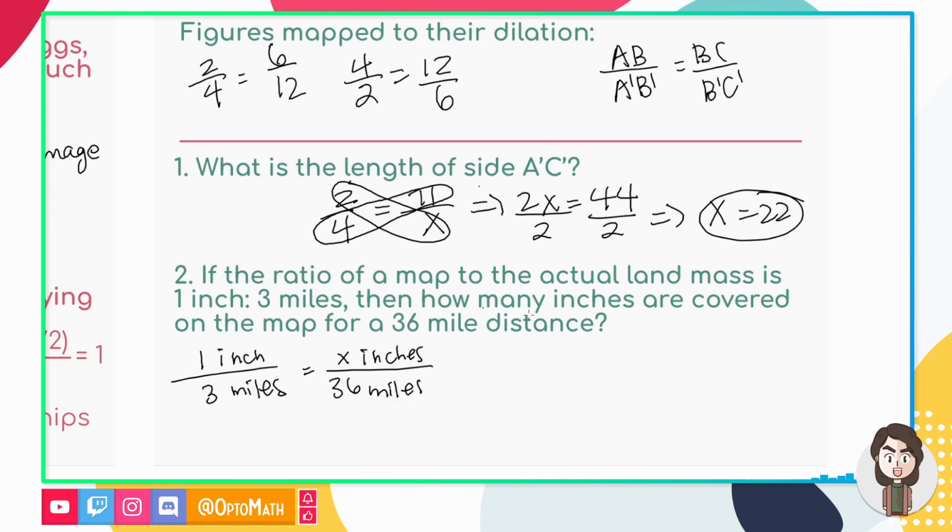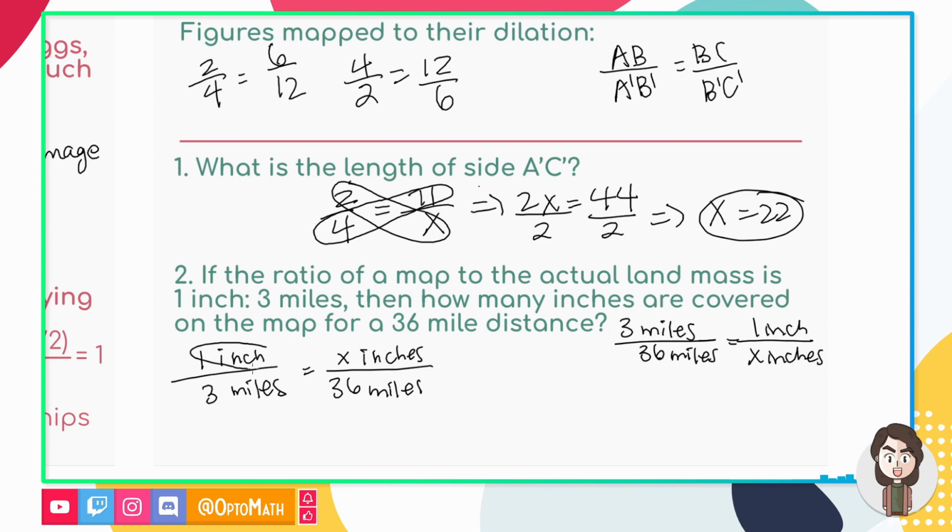So you can do it this way. You could also set it up like 3 miles over 36 miles equals 1 inch over X inches. That's another way. And then you could reciprocate either of these. This is taking it like from the pre-image to its image rather than the figure to itself, which is what this is like. So let's go ahead and solve that. I'll just use this one.